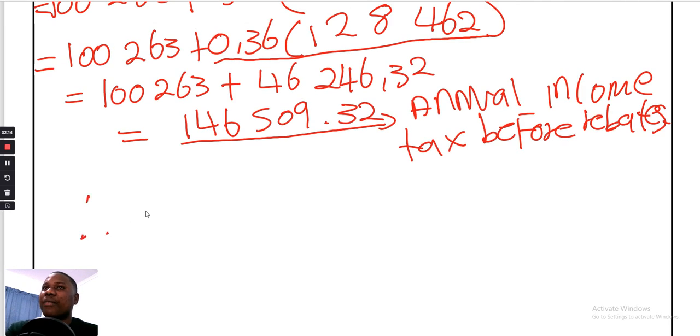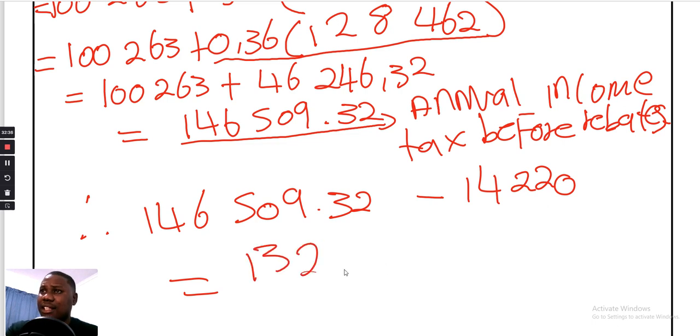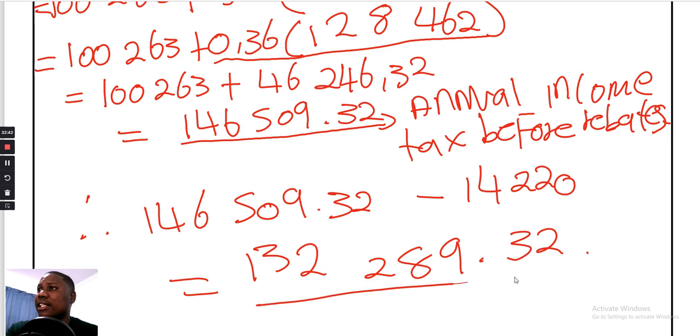From this amount of income tax that we have calculated, we will therefore say 146,509.32 minus 14,220, and let's see how much she will pay per annum for the whole year. That means for the whole year she's going to pay 132,289.32. That's what she's going to pay for the whole year.